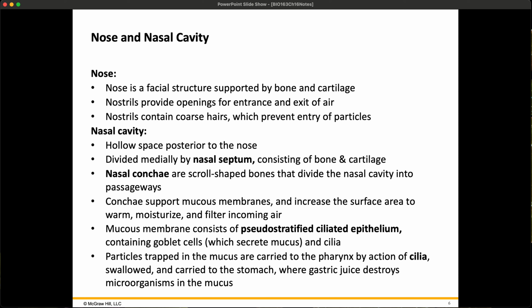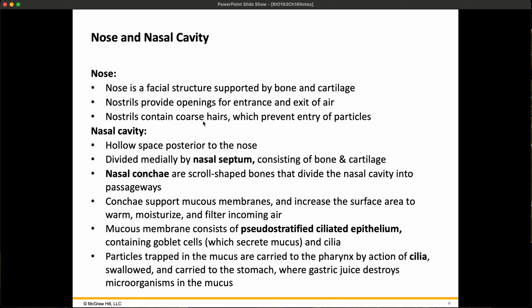So let's start with the nose. I'm starting at the upper respiratory tract. We'll work our way down. So the nose is mostly bone and cartilage, just kind of cartilage with some epithelial tissue wrapping it. It has the nostrils that provide opening for the entrance and exit of air, so you can breathe in and out through the nostrils. And they also have these hairs, they're called vibrissae.